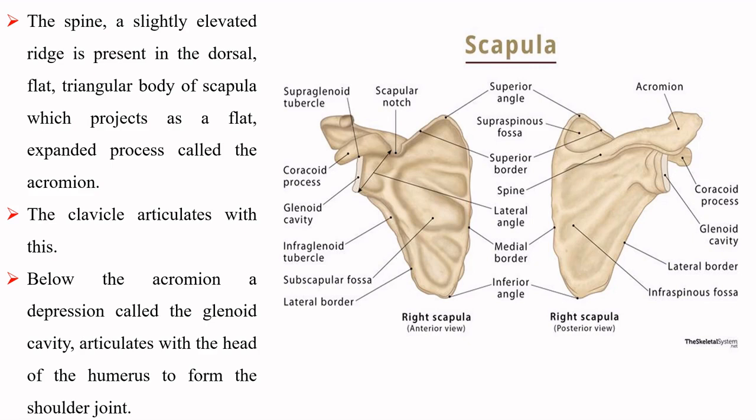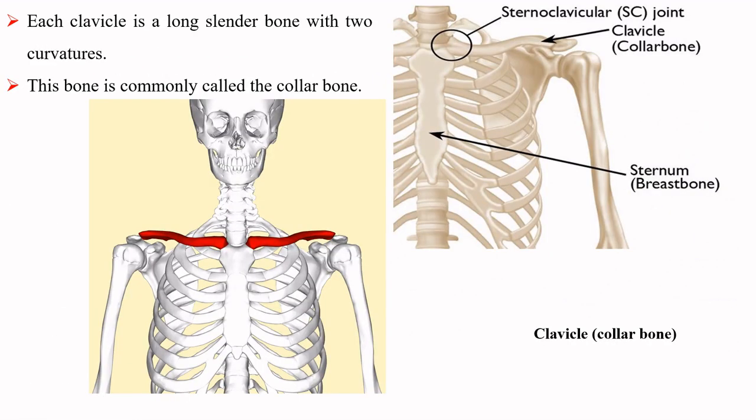Below the acromion, a depression called the glenoid cavity articulates with the head of the humerus to form a shoulder joint. Each clavicle is a long slender bone with 2 curvatures. This bone is commonly called the collar bone.